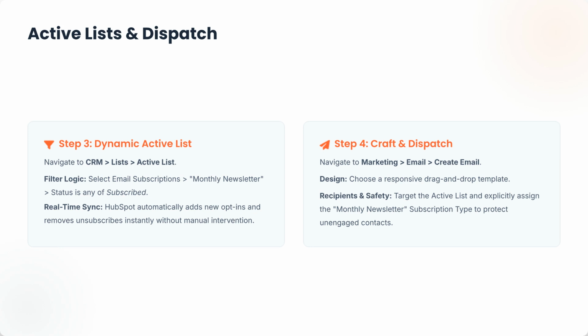Next, we create a dynamic active list. By setting the filters to subscribed for your specific newsletter, HubSpot will automatically manage your audience. Then you can craft and dispatch your emails using this list as your primary target.